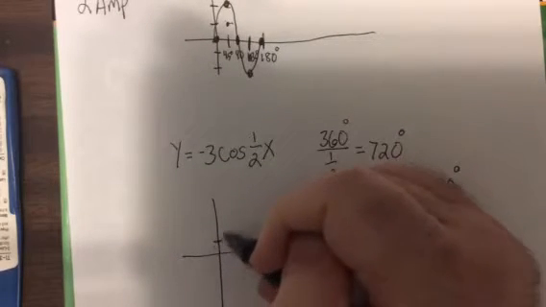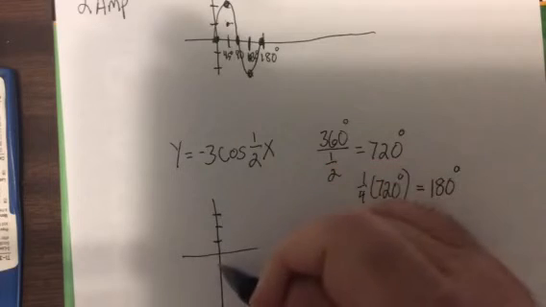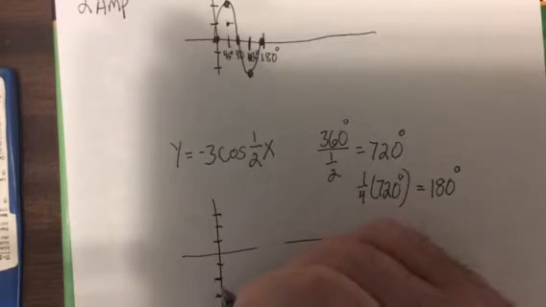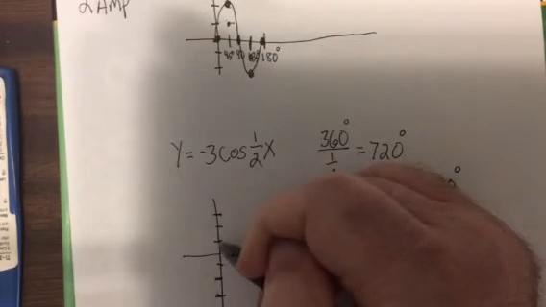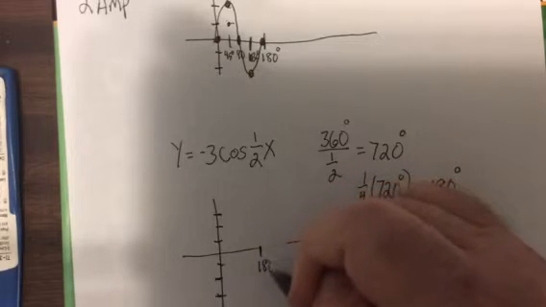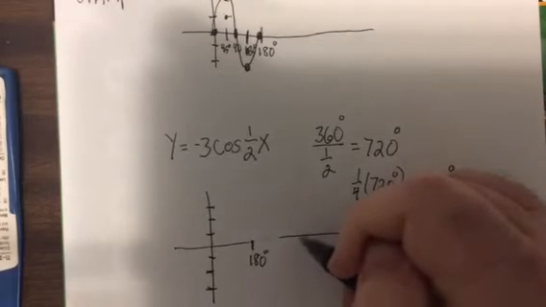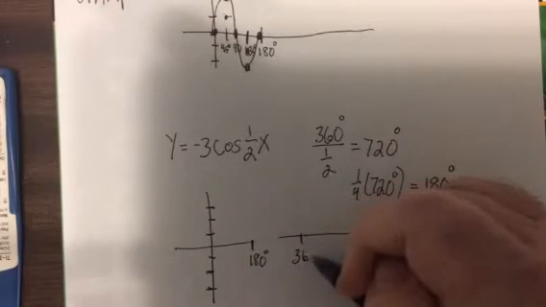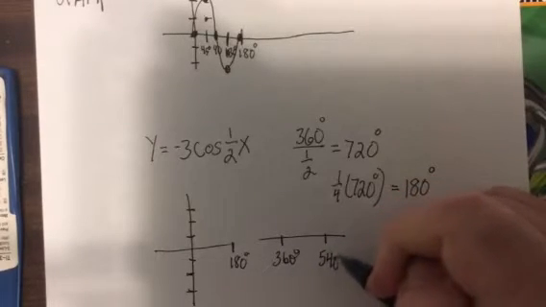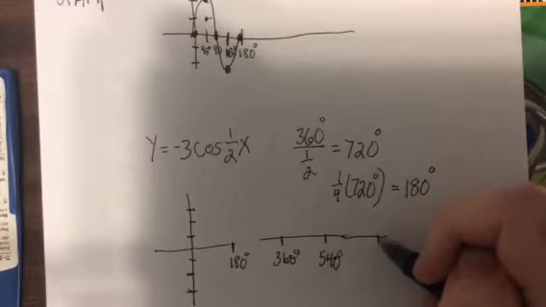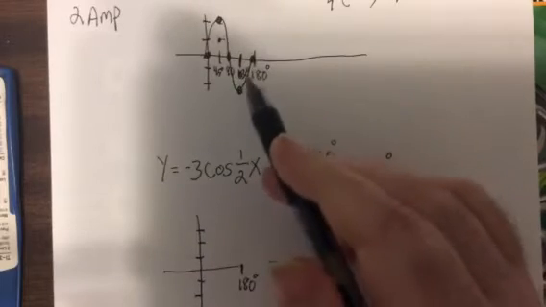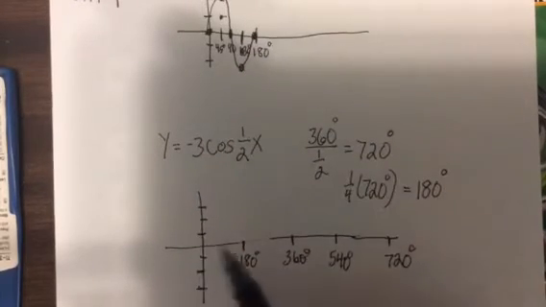Now, I might want to make our 1, 2, and 3 a little bit smaller because my period is bigger. So 1, 2, 3, that's 180. Then 360. And I'm just estimating. 540 and 720. So notice how this is stretched out. The last one squeezed. This one stretched.